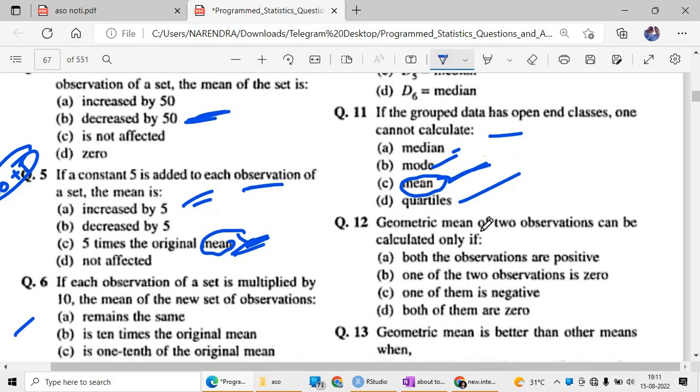Okay, the geometric mean of two observations can be calculated if and only if... This is a very important question. For example, if the given data has a negative value, will the geometric mean exist? It will not exist. This is very important. The given data must be non-negative.